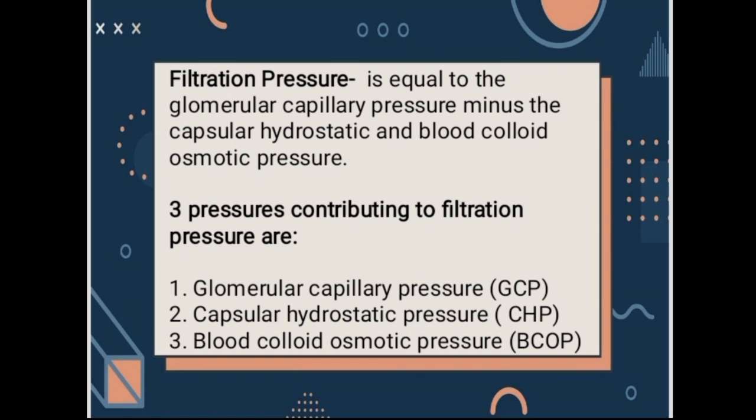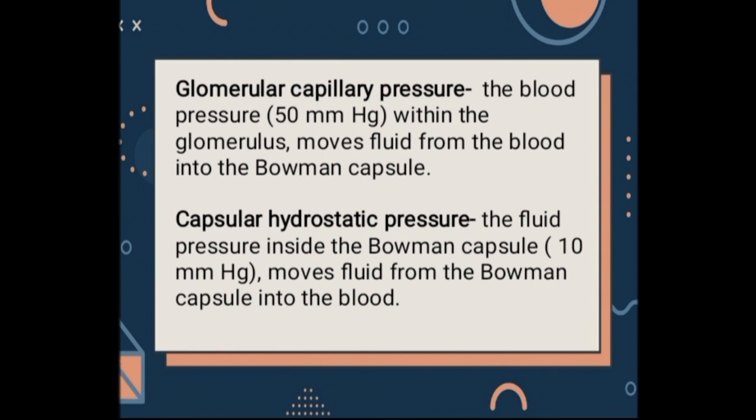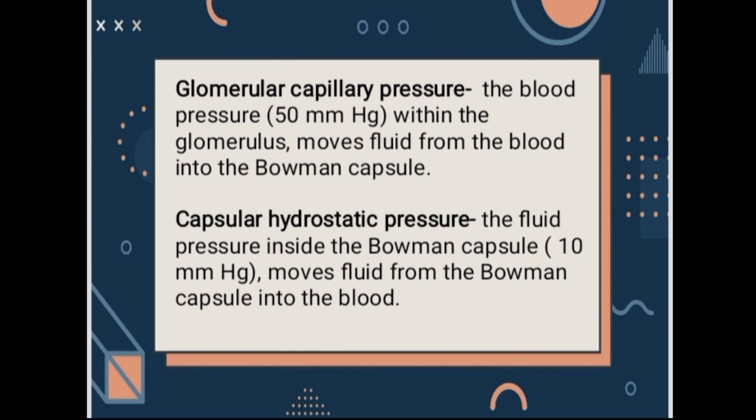Glomerular capillary pressure, the blood pressure within the glomerulus, moves fluid from the blood into the Bowman capsule. So this is the driving force for filtration, and it is opposed by the hydrostatic pressure in Bowman's capsule and the colloid osmotic pressure exerted by the plasma proteins. Capsular hydrostatic pressure, the fluid pressure inside the Bowman capsule, moves fluid from the Bowman capsule into the blood. So this is a back pressure that opposes filtration.